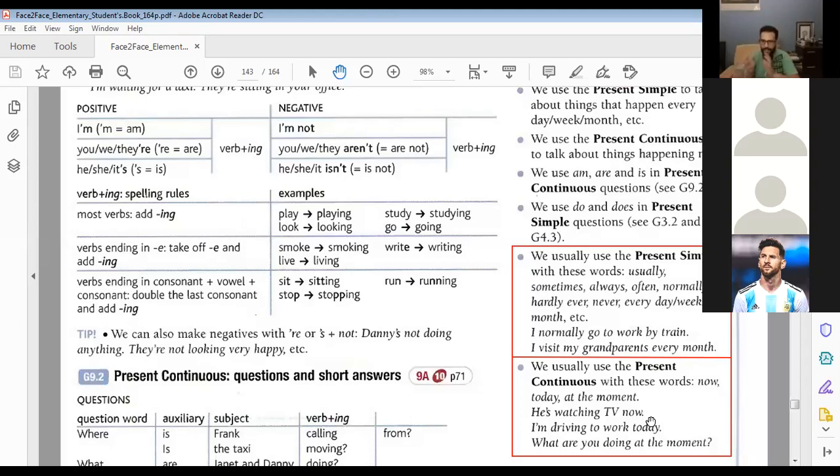Right? You get the idea? Yes. Okay, yes. So here you always have to know the difference between present simple for repeated things.